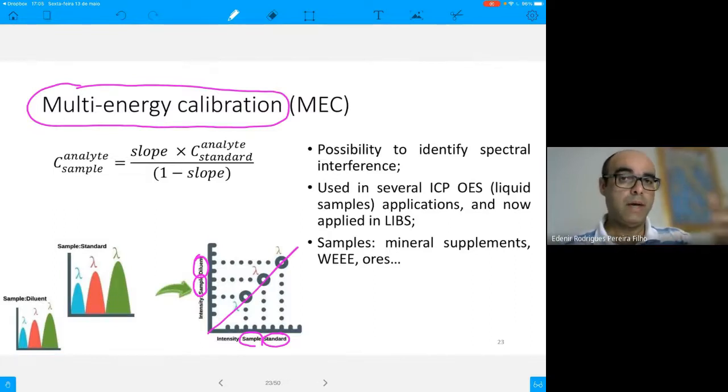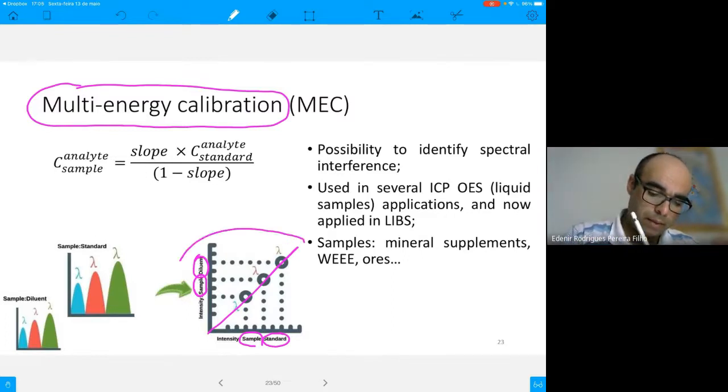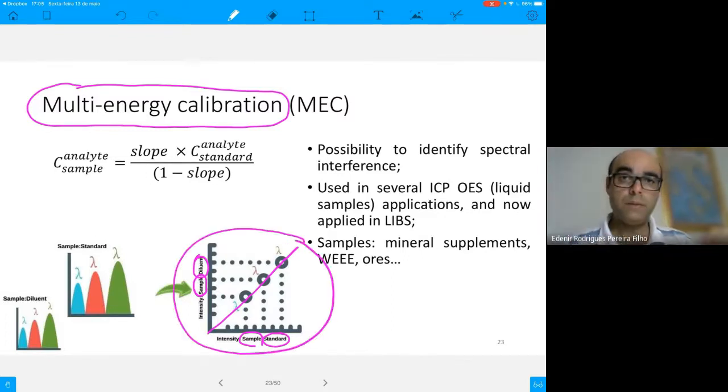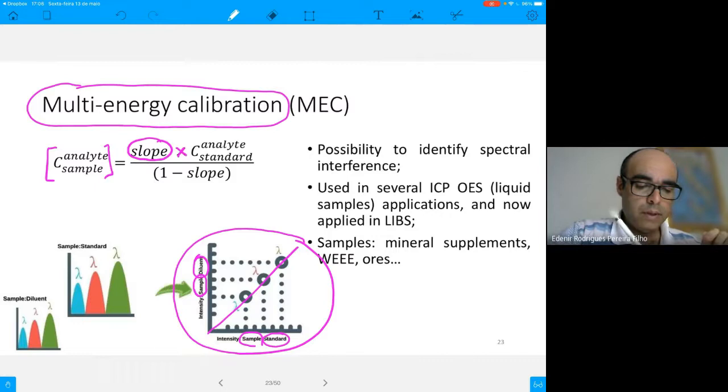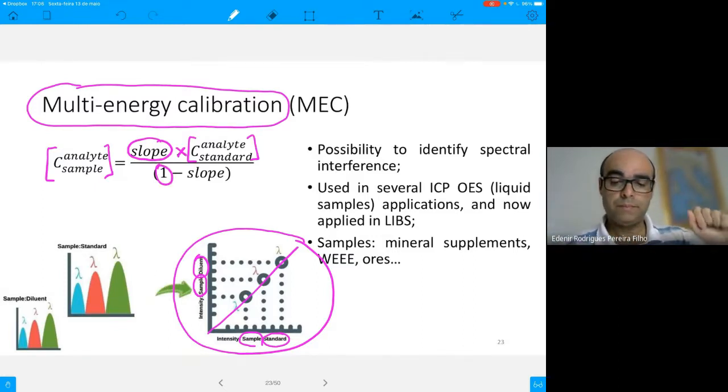For instance, iron and chromium, these elements present several wavelengths, several emission lines, and then we can build a linear model. The concentration of the analyte in the sample is the slope of this linear model times the concentration of the analyte in the standard that is known, divided by 1 minus the slope.